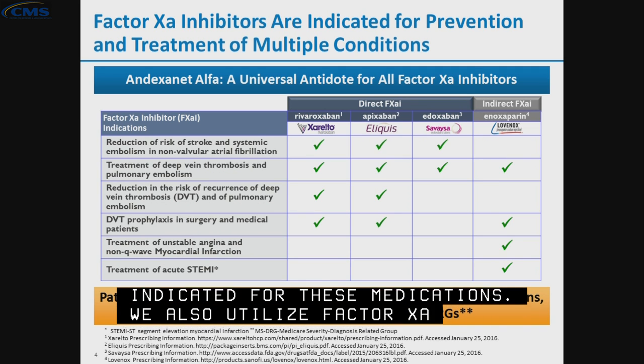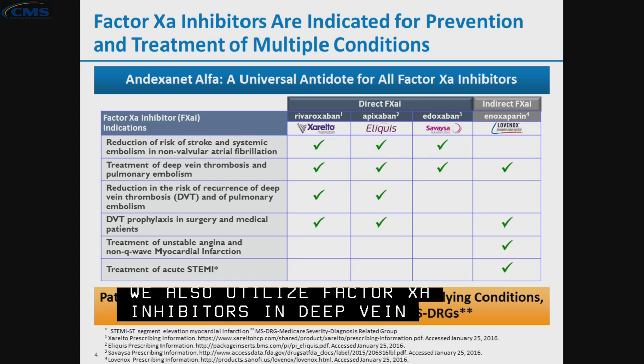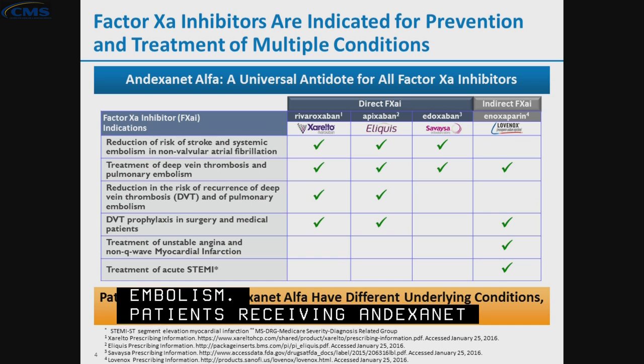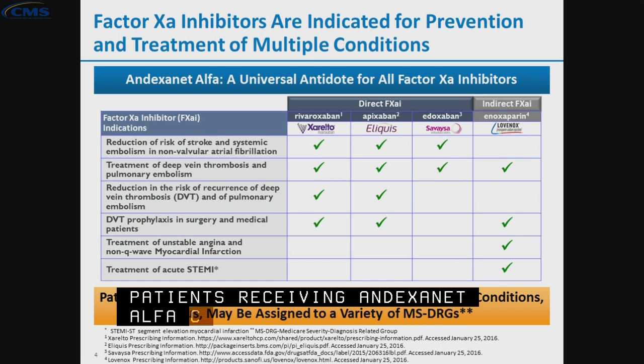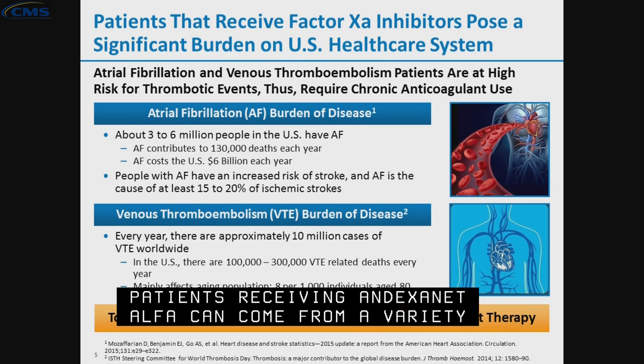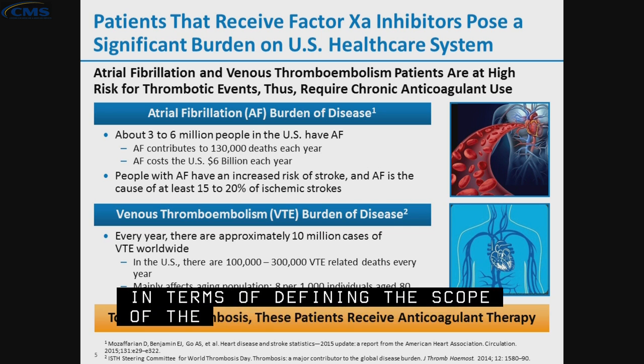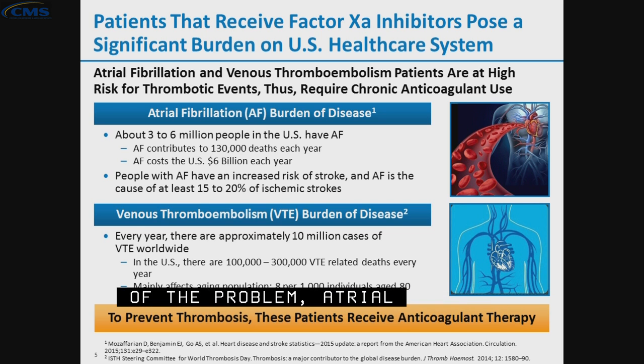So patients receiving Andexanet Alfa can come from a multitude of underlying medical conditions and therefore may be assigned to a variety of MS-DRG payments as a way of background. In terms of defining the scope of the problem and the burden, atrial fibrillation and venous thromboembolism patients are at high risk for thrombotic events and therefore require chronic anticoagulation utilization.